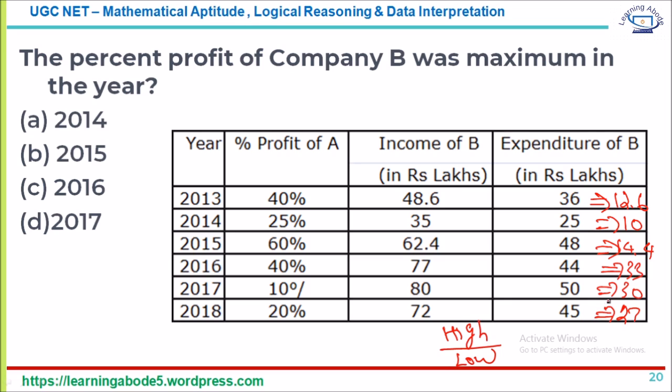So when you look at the higher values, these three are higher values, so let us just ignore the lower values. Among these values, which has a lower denominator? This one, 2016. So in 2016, the difference is 33 and the expenditure is 44, so it's almost 75%. So this is the answer. You can directly get the answer for this question.